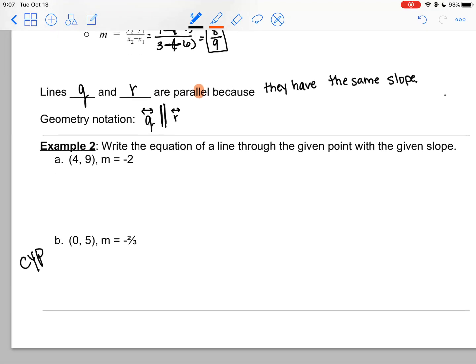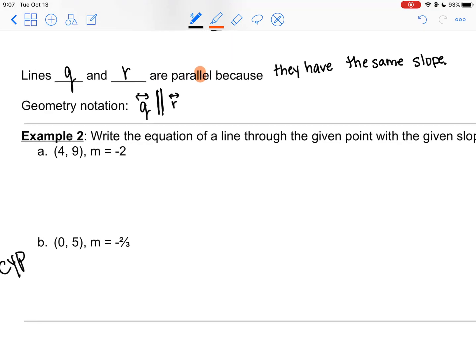On example 2, this is writing the equation of a line from a point and the slope. Here we are given that the slope of this line is -2, and we're given a point (4, 9). If we think about slope-intercept form, y = mx + b, I'm going to plug in the slope, but then I'm also going to plug in the values of x and y based on that ordered pair. The only information that I don't have at this point is b. That's what I'm going to have to solve for.